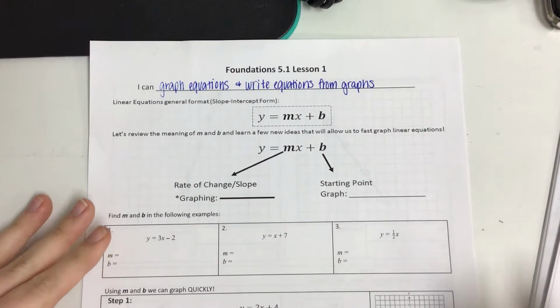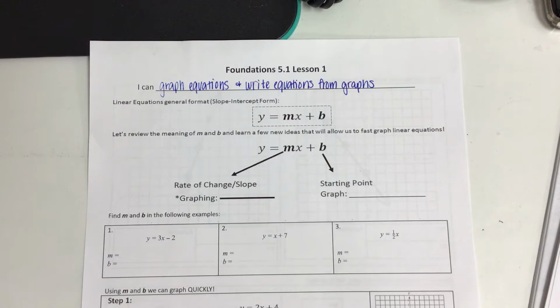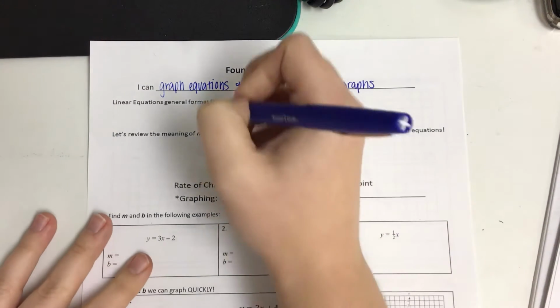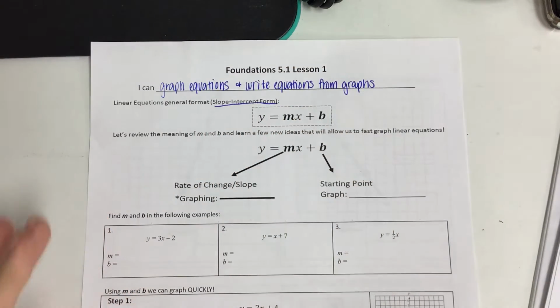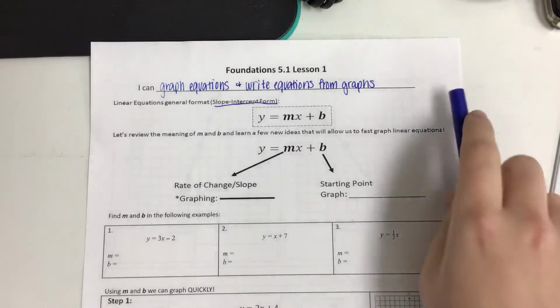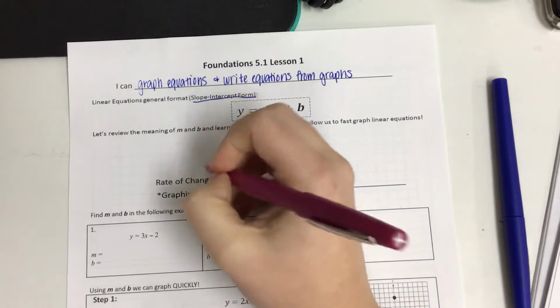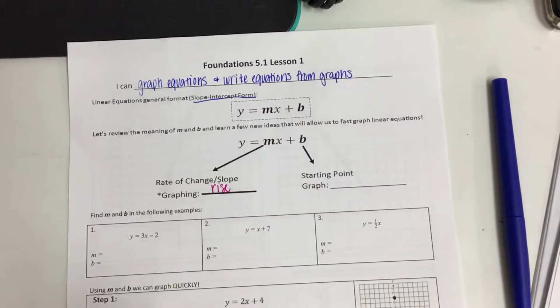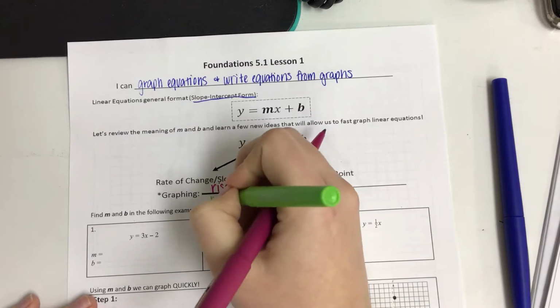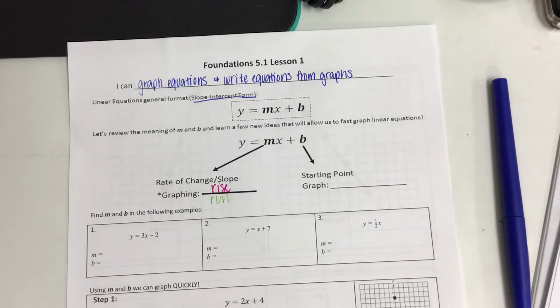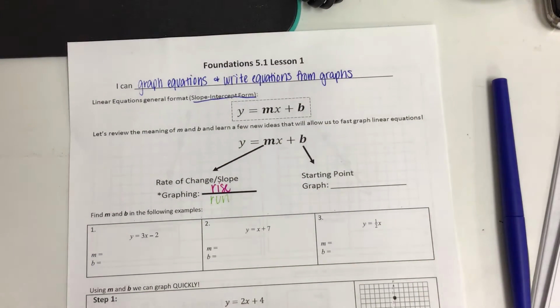So the first thing we need to look at is we need to review a little bit. So remember we have this general form, it's called slope-intercept form. It's that y equals mx plus b. So we went over this yesterday, but I think we also hit on it again today. The m is our rate of change or our slope. And in order to graph it, we need to remember the phrase rise over run. We have rise over run. And then our b is our starting point, and when we graph that, that is our y-intercept.